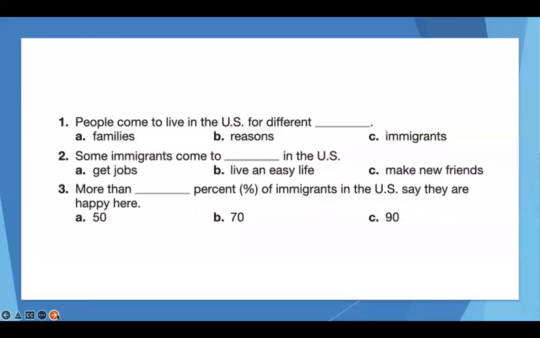All right, let's try to answer the questions. Question 1. People come to live in the US for different A, families, B, reasons, or C, immigrants. This one is going to be reasons. And we can go back to the reading and see.